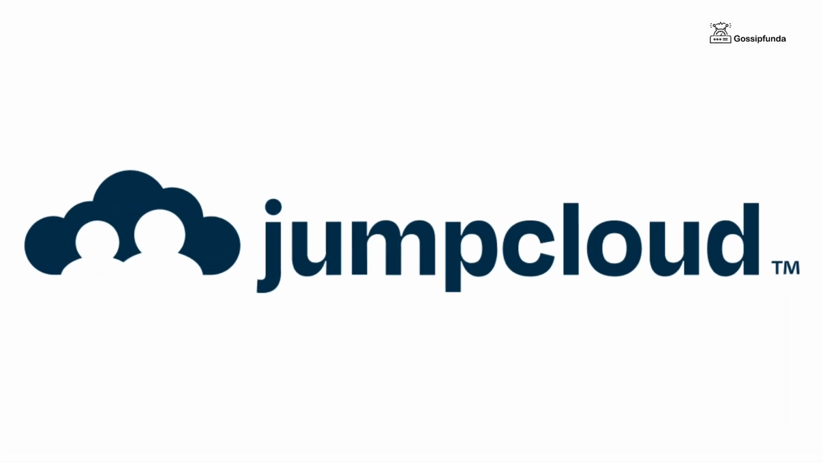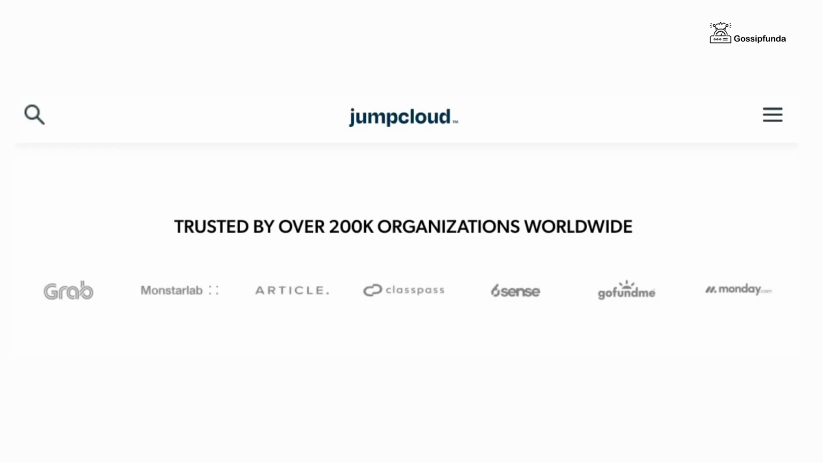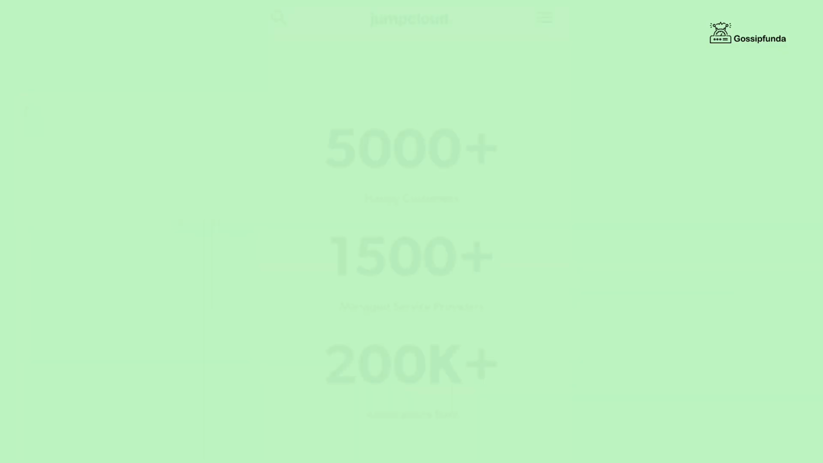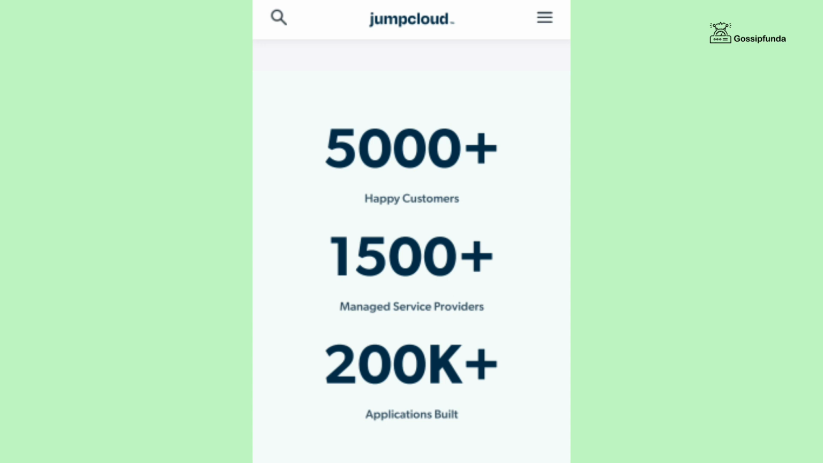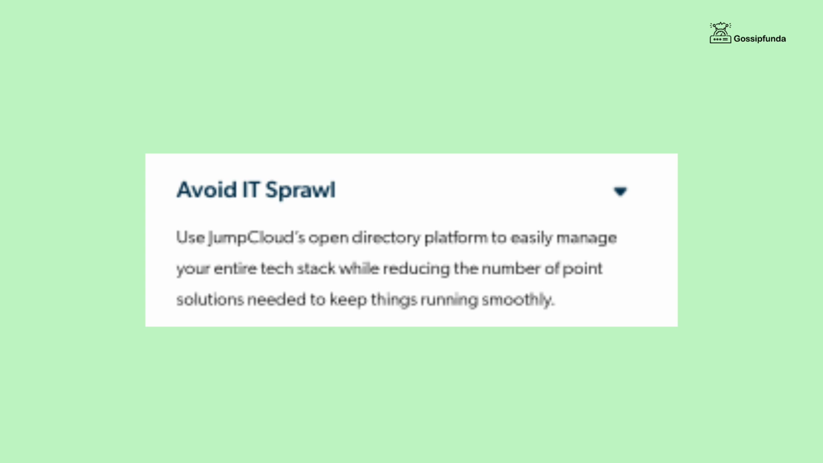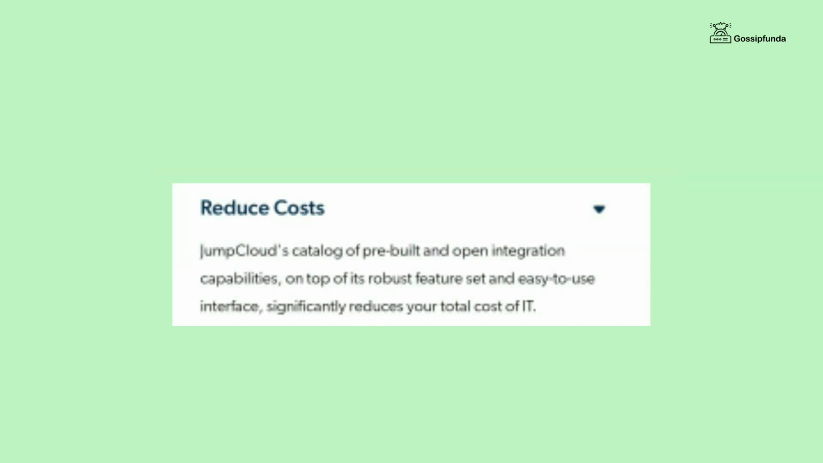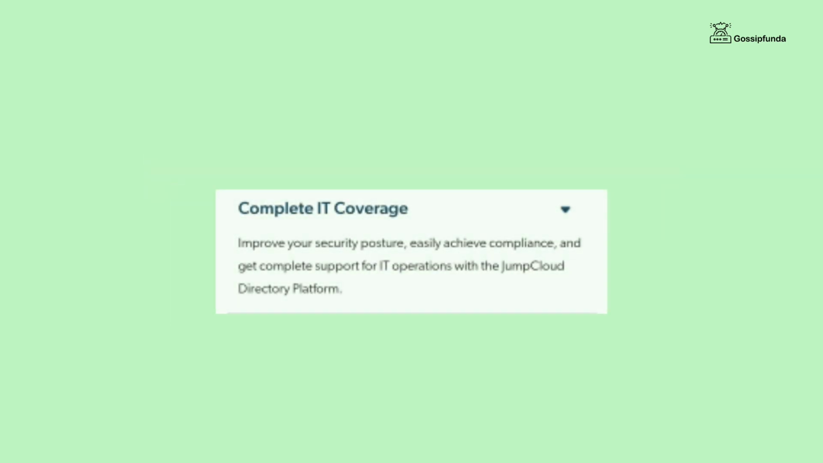The other alternative is JumpCloud. JumpCloud is trusted by over 200k organizations worldwide. They have more than 5,000 customers and more than 1,500 service providers. JumpCloud easily manages everything, which helps you to avoid IT sprawl. It also helps you to reduce cost and also provides complete IT coverage.